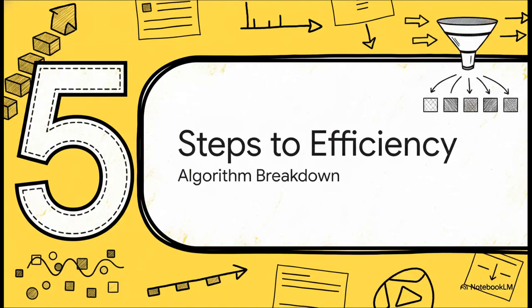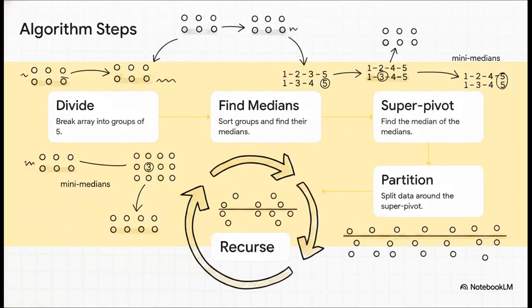Moving to Section 5, 5 Steps to Efficiency. Let's break this seemingly complex algorithm down into a really easy, logical flow. Okay, here are the 5 phases. Step 1, break the unsorted array into those small groups of 5. Step 2, quickly sort just those tiny groups to find their mini-medians. Step 3, take all those mini-medians and find the ultimate median of those medians. That becomes our super pivot.